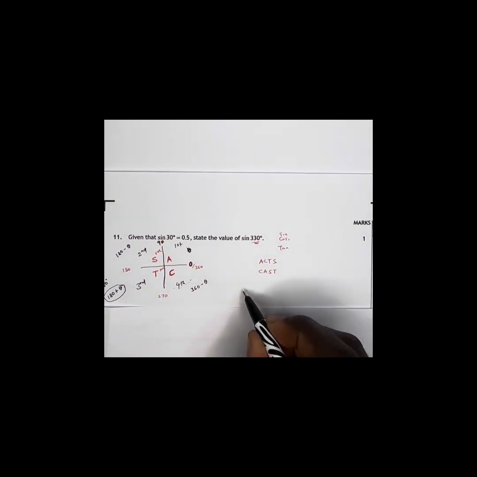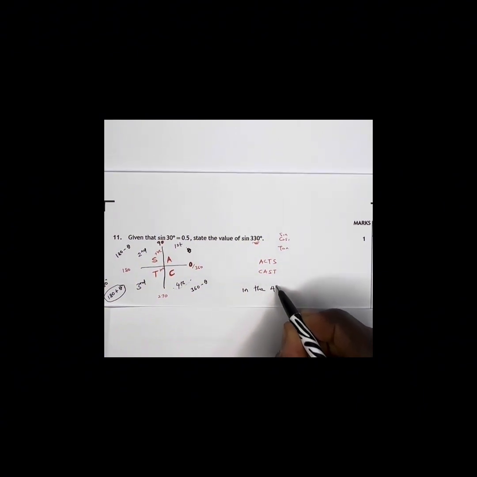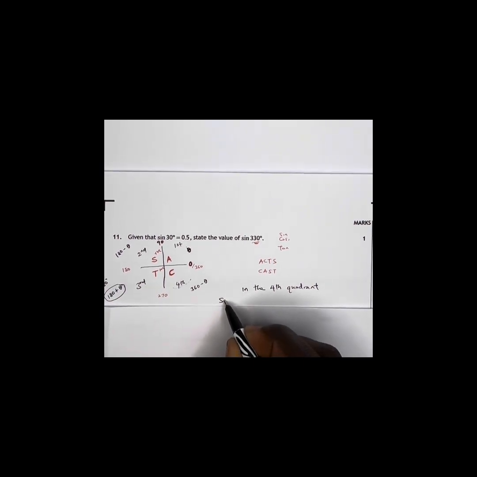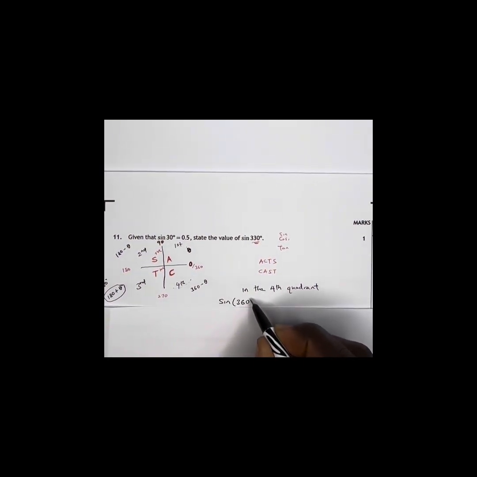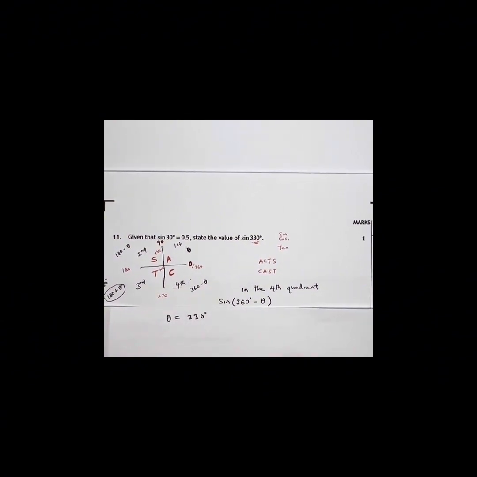Now we have 330, so it's going to be in the fourth quadrant. In the fourth quadrant, we're going to use sine of 360 minus theta. Our angle in this case is 330 degrees. So that's going to give us sine of 360 minus 330. And again, don't forget, in the fourth quadrant sine is negative, so I'm going to put a negative sign in front of this.